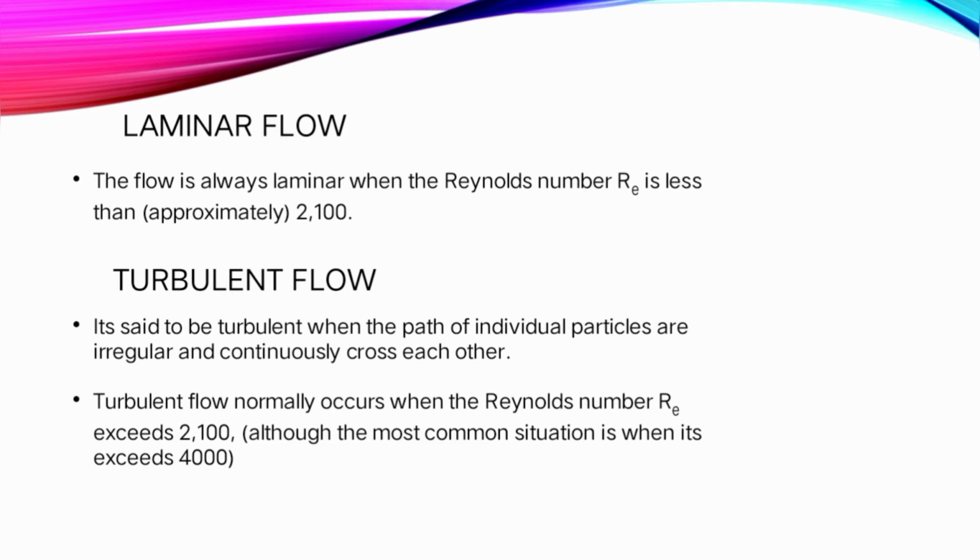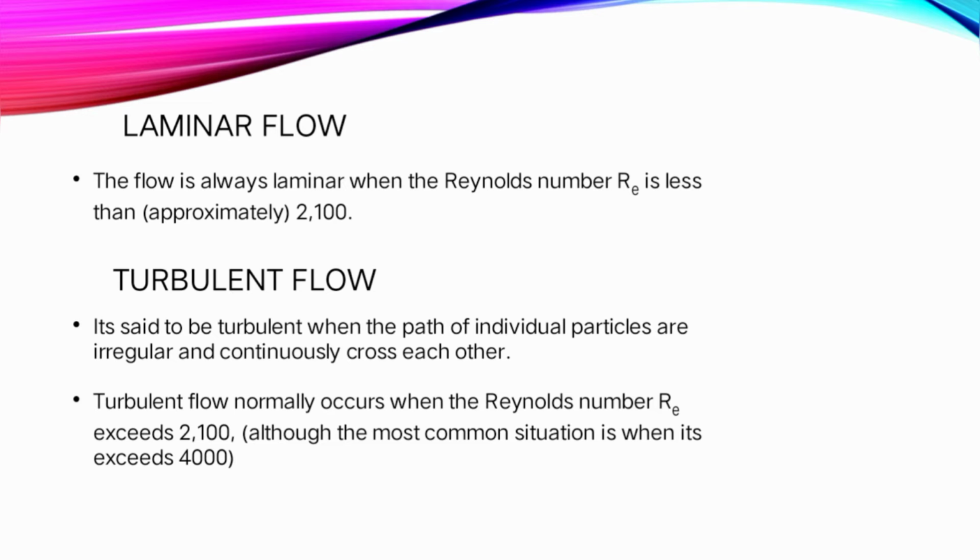Laminar flow. The flow is said to be laminar when the paths of individual fluid particles do not cross or intersect. The flow is always laminar when the Reynolds number is less than 2100.